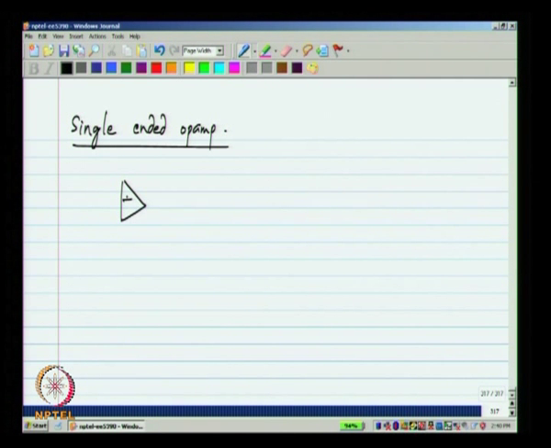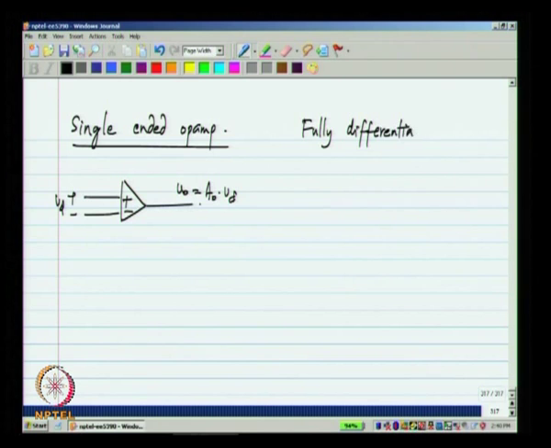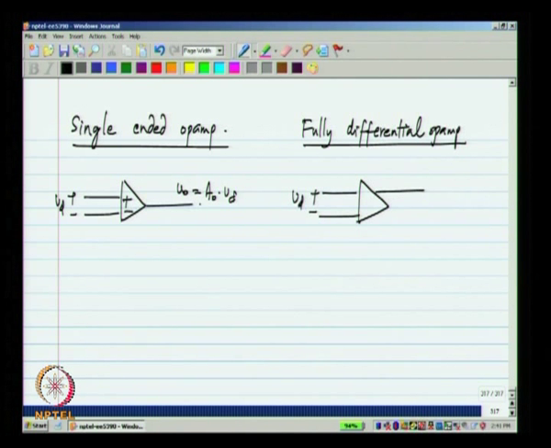This is a single ended op amp. This is the input voltage and that is the output voltage, and in the small signal regime it is some DC gain times Vd if Vd is a DC. Now, what is a fully differential op amp? The input is differential and the output is also differential.